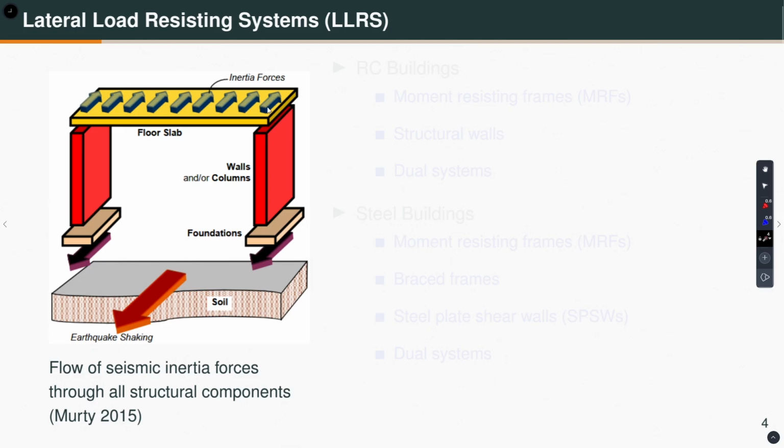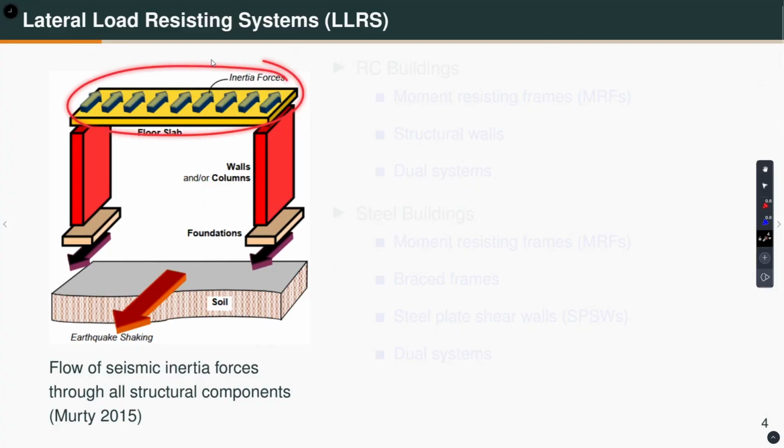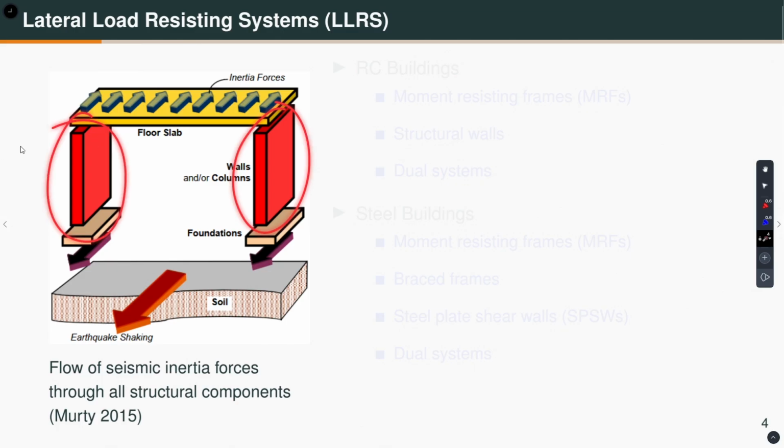As you may know, the earthquake is a ground shaking, right. So, you have a building and the ground below is shaking. The building at each floor level develops the inertia forces, which are shown here. Now, these inertia forces through the floor diaphragm get transferred to the vertical elements. That could be a shear wall, could be a moment resisting frame, could be a brace frame, and so on. These elements are called the lateral load resisting system. They transfer the forces to the foundation.